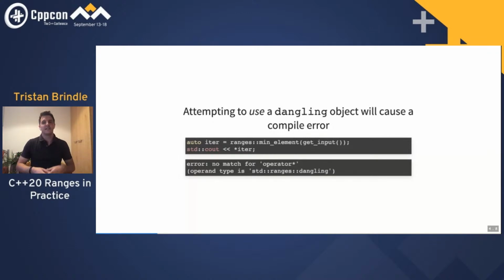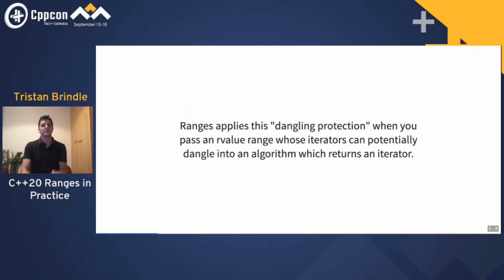So, I mean, this is C++. We can't protect you from every use of dangling iterators, unfortunately, not until we get full lifetime checking and borrow checking and all of that stuff, if that ever happens. But this is one particular case where ranges can help prevent lifetime errors, and I think this is pretty nice. So ranges applies this dangling protection, as I say, whenever you have an algorithm that would return an iterator. It transforms the return type into something involving this dangling type, something that's going to show up noisily in your errors.